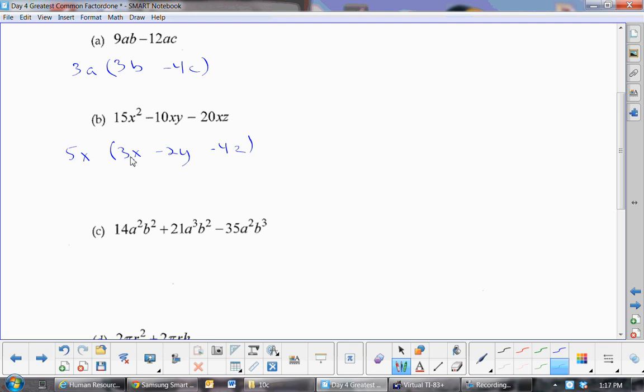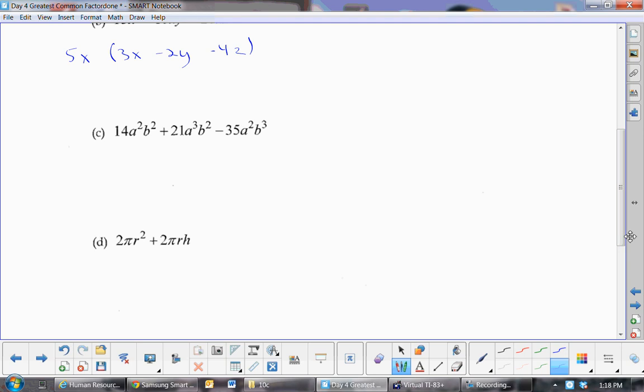This would be 15x squared. This would be -10xy, and this would be -20xz. So always try and do the check after. Okay, C. C's nice and ugly. Let's tidy it up. Take out a 7, leaving me with 2, +3, and -5. Good.